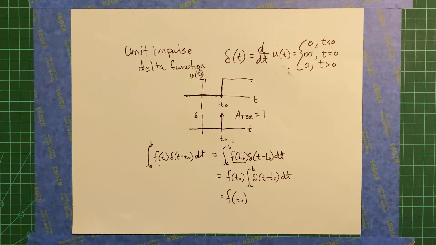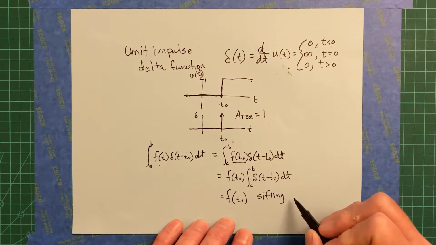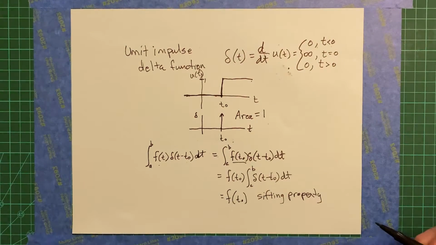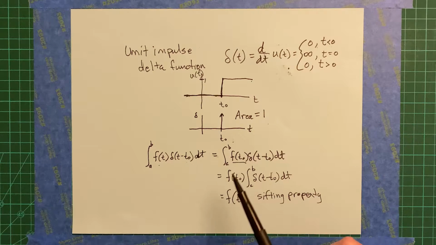It filters out all of the values except the ones at t naught. So this is sometimes called a sifting property of the delta there. And yeah, if you stay in circuits or you stay in electrical engineering, you will encounter this probably more than once. If you take a signal processing class, you'll probably encounter it there as well. So when a function is integrated with the impulse function like this, we obtain the value of the function at that point where the impulse occurs.